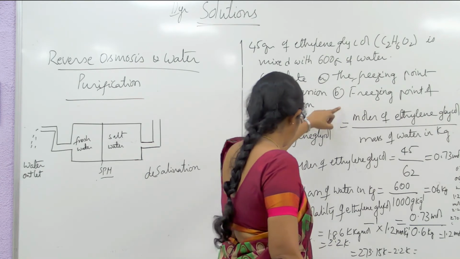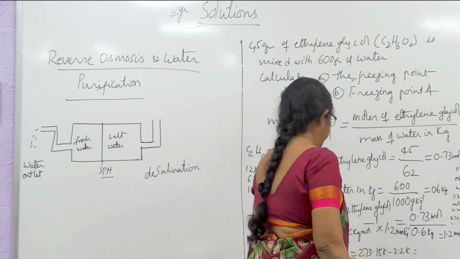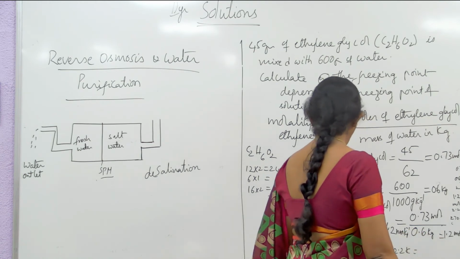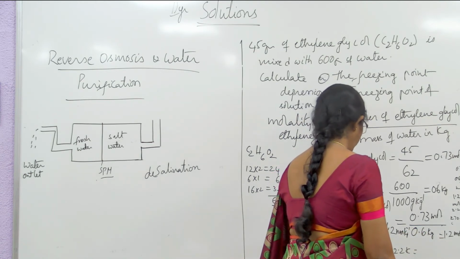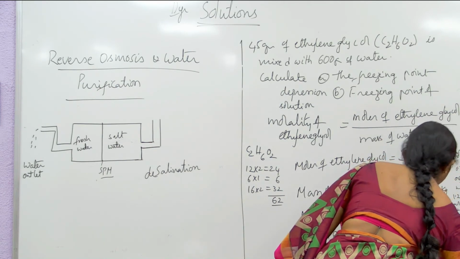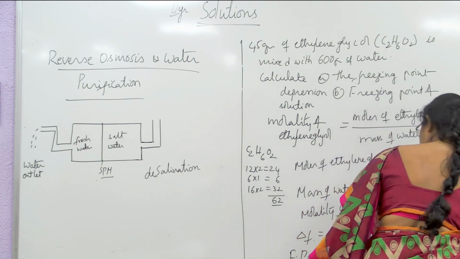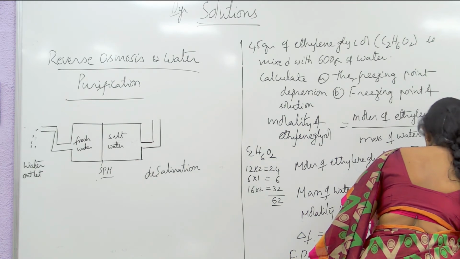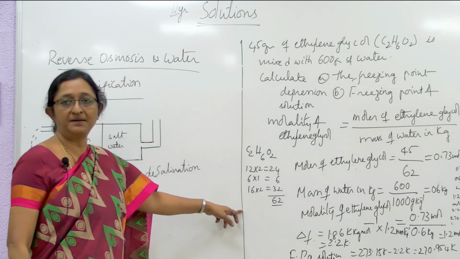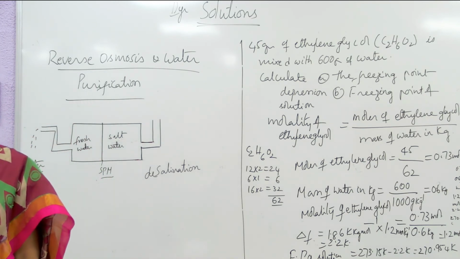Freezing point of the solution. What is the freezing point of the solution? Freezing point of the solution is equal to 273.15 Kelvin minus the depression of freezing point, 2.2 Kelvin. Then we'll be getting 270.95 Kelvin. So like this we have to solve the problems by using the formula.